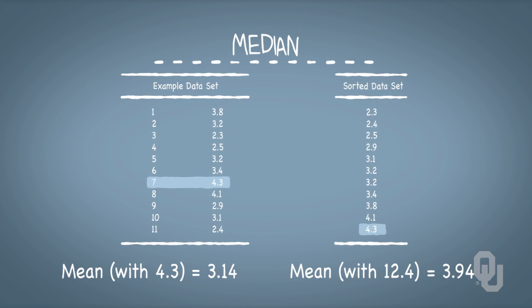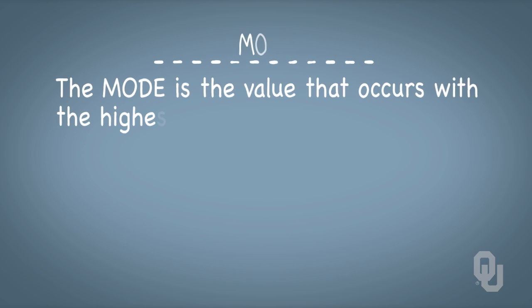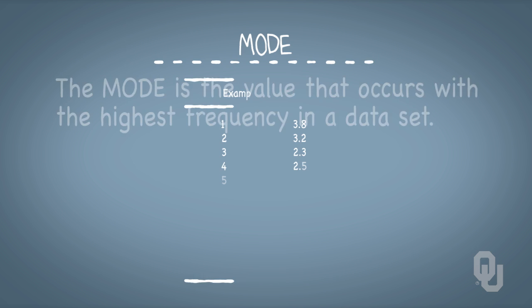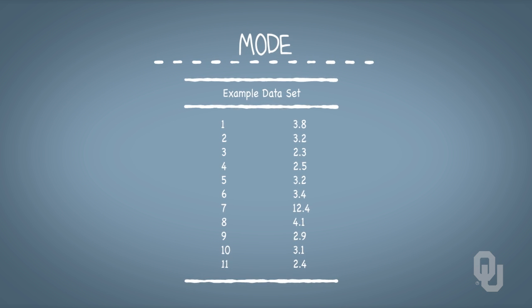It's nice to include the median as a measure of central tendency, along with the mean, to account for any outliers. The mode is the value that occurs with the highest frequency in a data set. In other words, it's the most likely value to occur. In our previous sample of 11 observations, we see that the value 3.2 occurs twice, where all other values occur just once. As such, the mode of the data set would be 3.2.